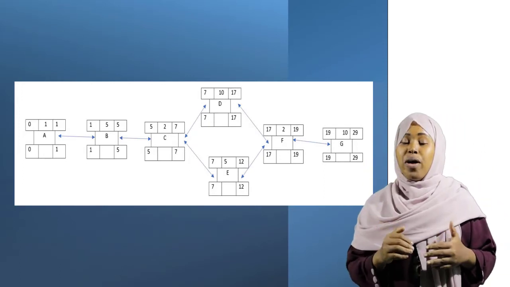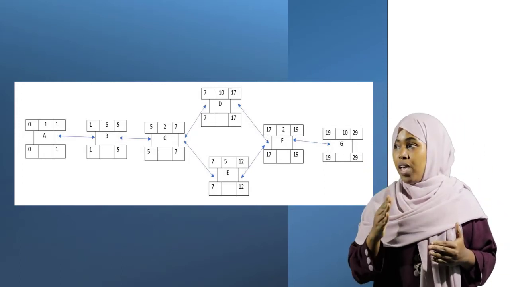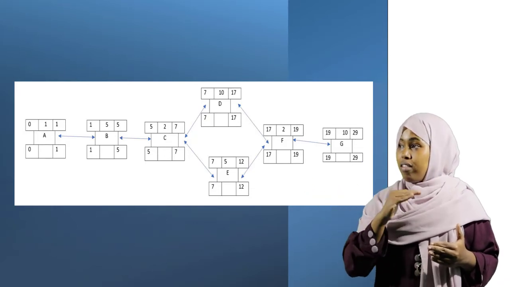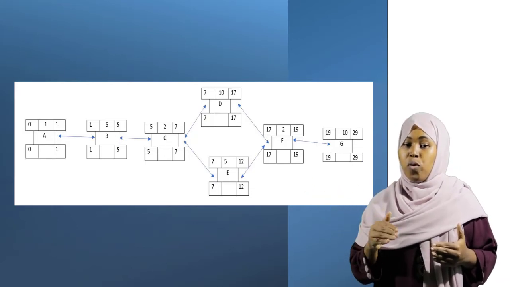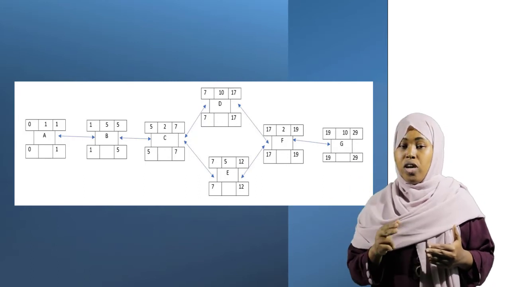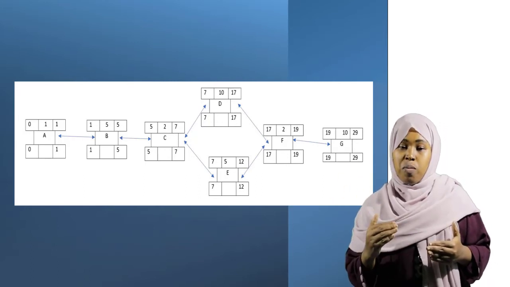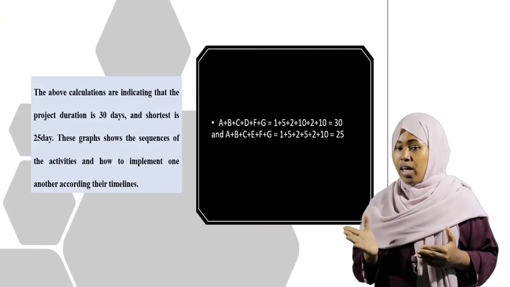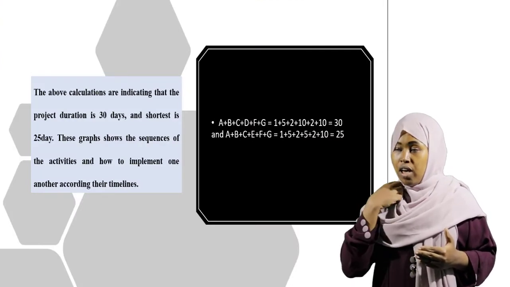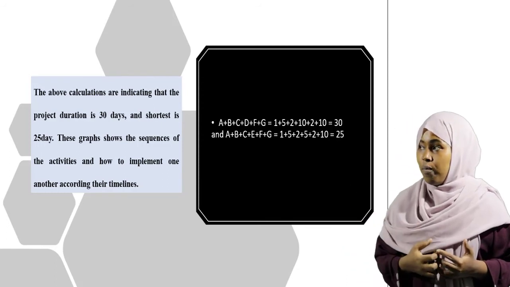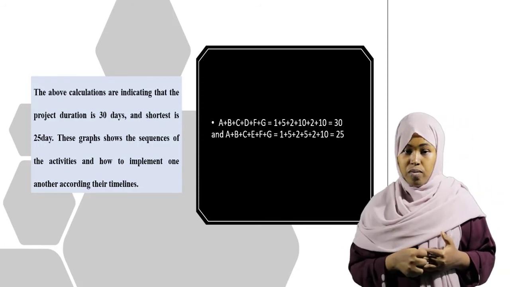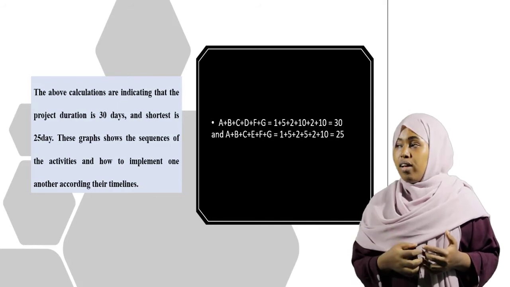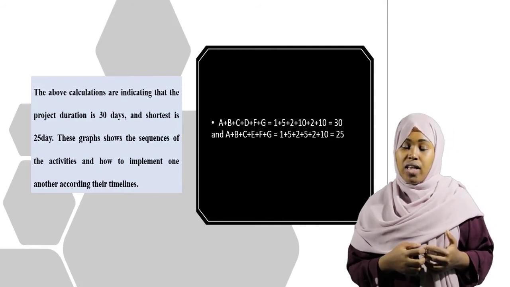The first path has A, B, and D, F, C. And the next one is like that, because we have two paths here. To know the shortest path and the longest path, you can add them one by one, and then you will see which path is short and which is the longest. The longest path will take 30 days, and the shortest path will take 25 days.